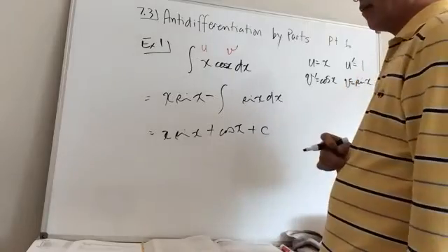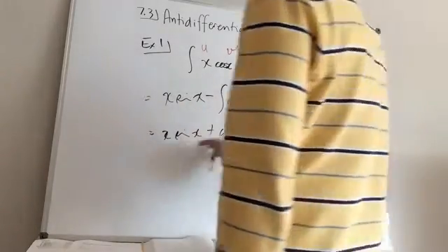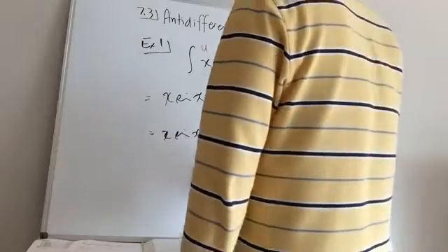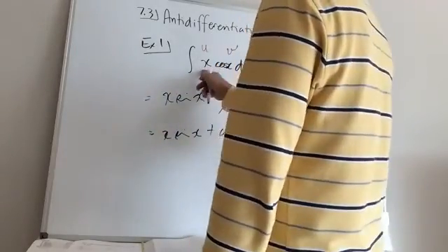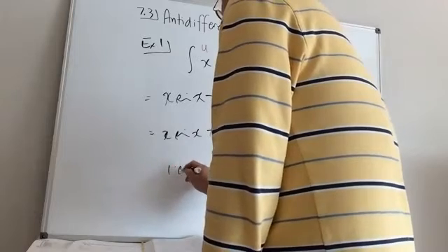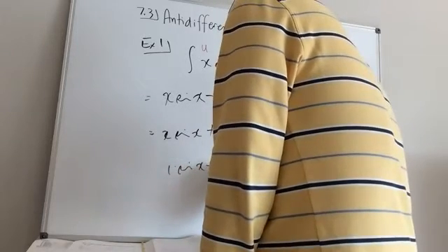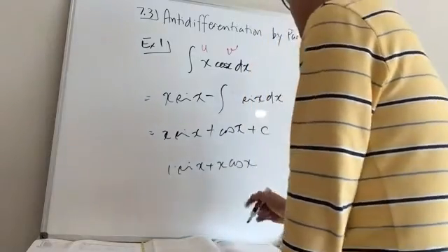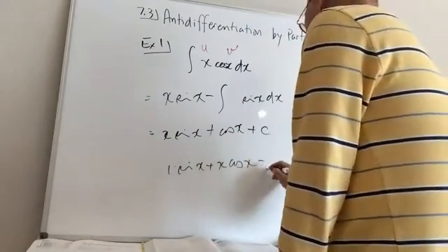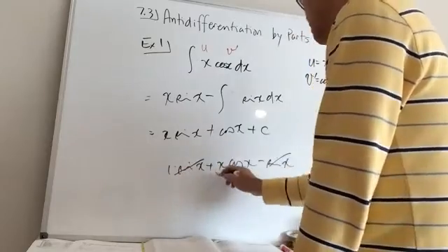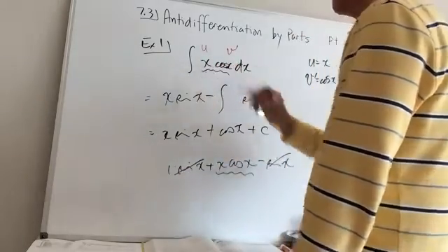Are you good there? Let's see if this actually worked. If I take the derivative of this, I should get this guy right here. What do I get? I get 1 times sine x plus x times the derivative of this, which would be cosine x. And I take the derivative of this, I'm going to get negative sine x, the c goes away, and indeed, this is what I get.